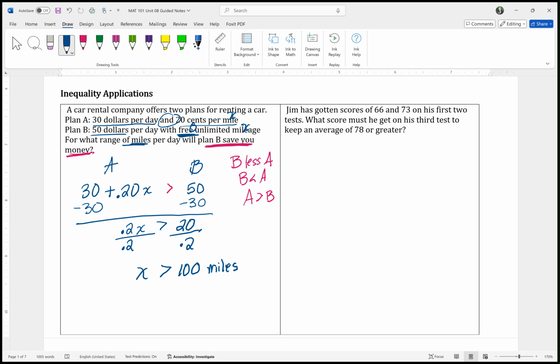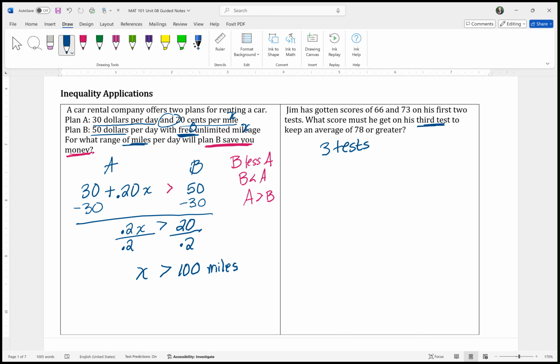We're dealing with 3, right? Third test. So we have 3 tests overall, and we want to find the average. How do you find the average of 3 things? I think everybody is pretty aware of how to find the average of 2 things. 2 things is add both up, divide by 2. That same thing works the same way with 3. Add them up, divide by 3.